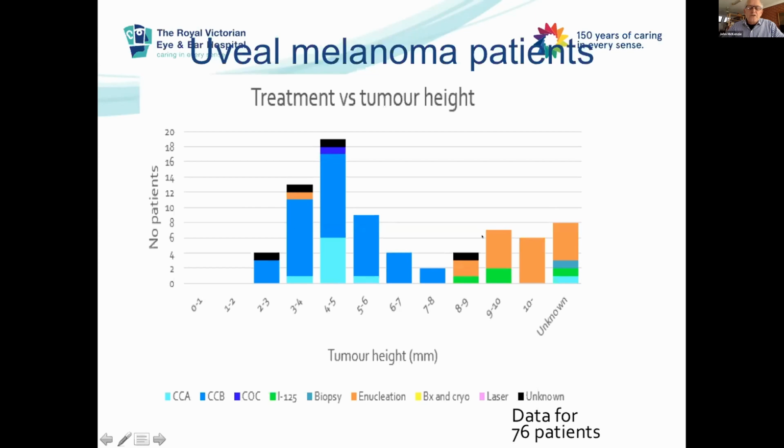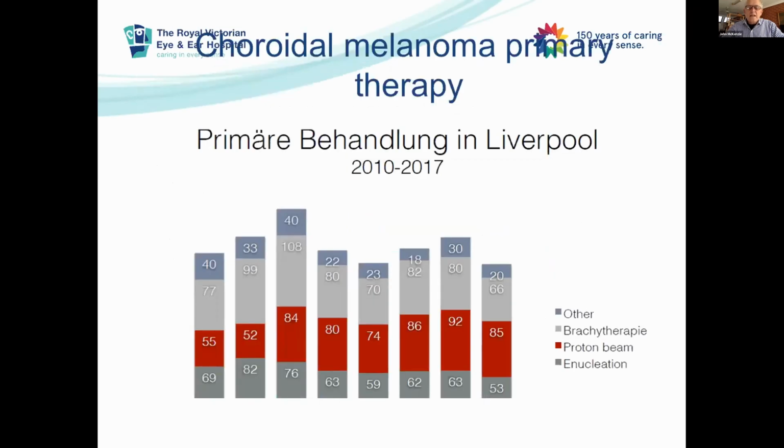You look at tumour size versus treatment types. Clearly the plaques are at the smaller end, the enucleations are at the top end, and one of our consumer patients who spoke earlier was in that enucleation group. We can then, on a very simple basis, compare what our treatments are with other centres, and this is an example of being able to do this with the group in Liverpool, and as we develop the registry, we'll be able to do that, hopefully with an Australian focus.